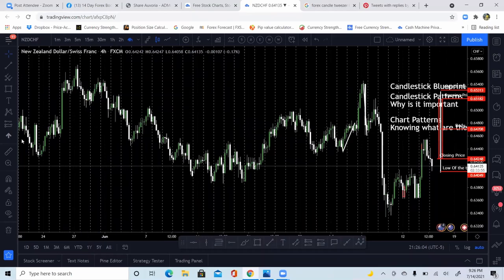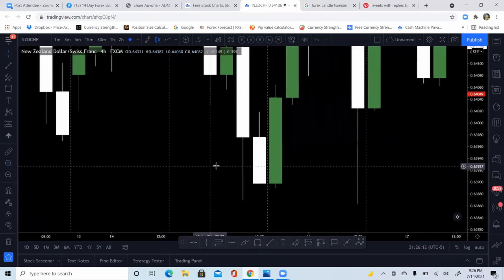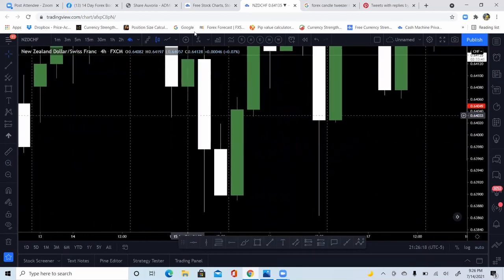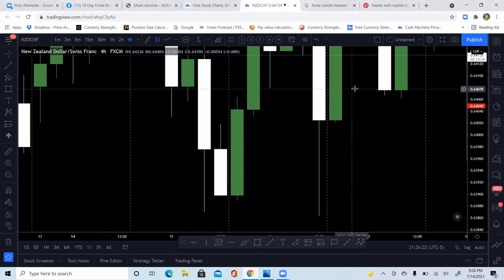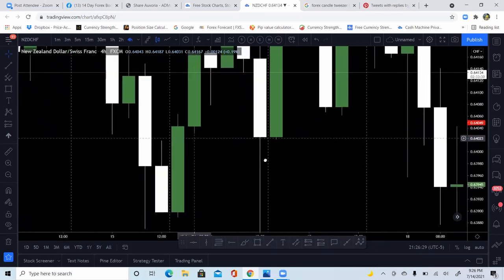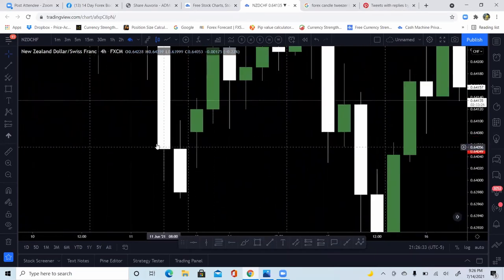We go down here. And if you have questions on any of this as far as the candlestick patterns, you can go ahead and put them in the chat. But over and over and over again. See, there's your gap. There's your gap open.